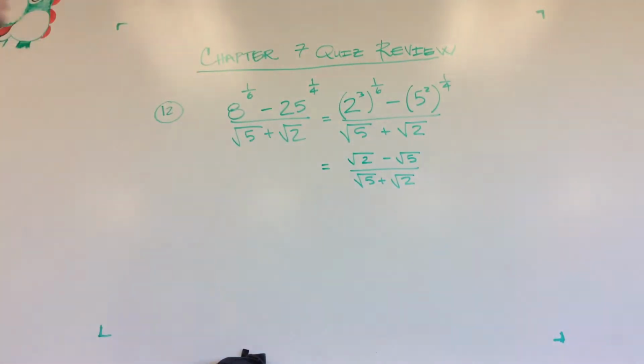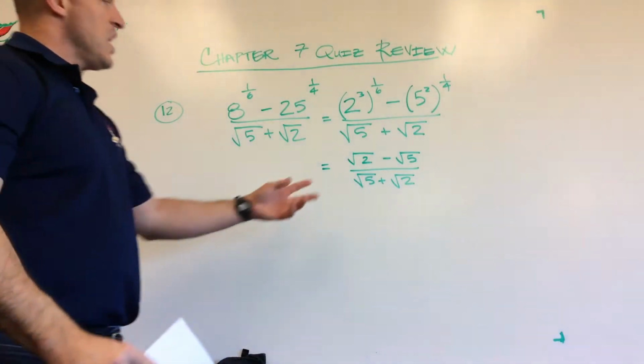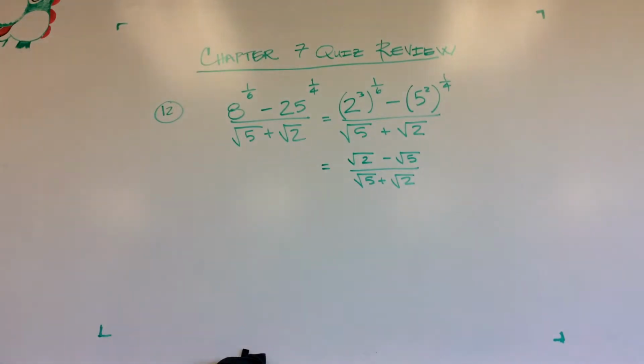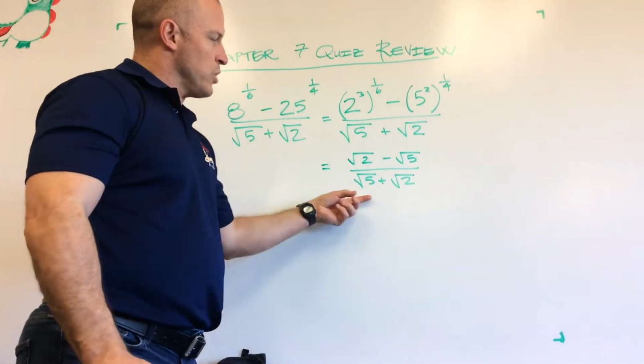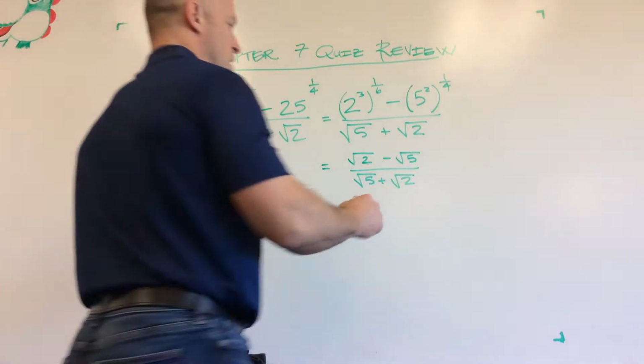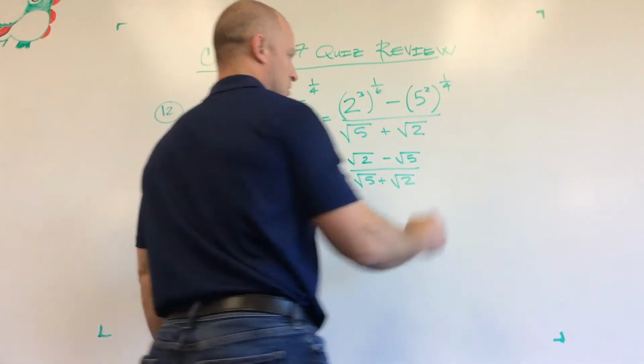Now at this point, in order to eliminate a binomial radical on the bottom, we're going to need to multiply by the conjugate. For the conjugate, we just look at what we have in the denominator and change the sign. Otherwise, it will remain the same. And we'll multiply top and bottom by that conjugate.